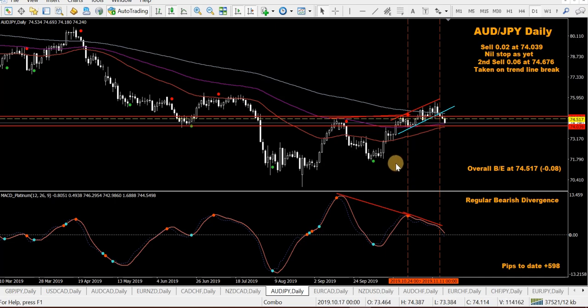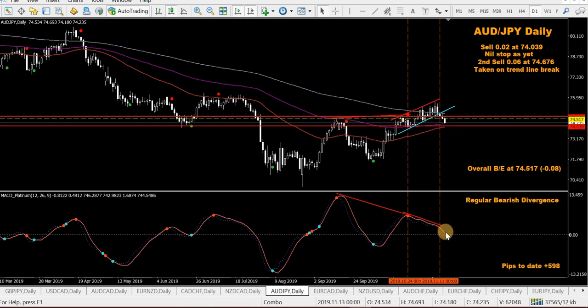Now here's a good little example. Took a sell here. Price went against me, but it maintained that red dot, a divergence. You can see the bearish divergence there. So I drew this trend line across the lows here, broke the trend line. I took a second sell trade, slightly bigger, and it's gone down nicely. And there's my overall break-even level. Price is below it, and you see I'm negative, so it's good.